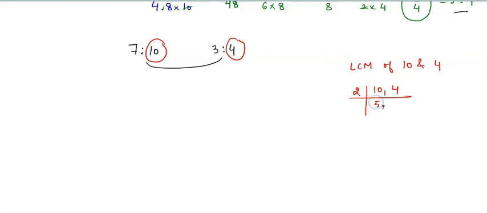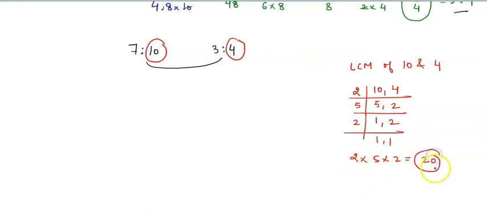So 2 fives are 10 and 2 twos are 4. And so 5 ones are 5, 2 as it is, and then we have 2, that is 1 is to 1. When we take the LCM, we multiply it, that is 2 into 5 into 2. 2 fives are 10 and 10 twos are 20, right? This is the LCM we are getting. So we have 7 is to 10, which can be written as 7 divided by 10. Now 20 should be in the denominator so that we can compare them, right?